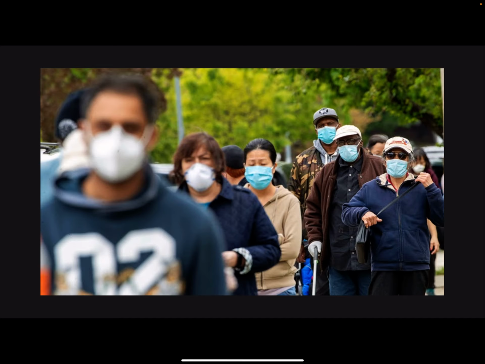In the 21st century, some of the ways we limit the spread of disease in a pandemic is by wearing face masks, washing our hands, and social distancing.